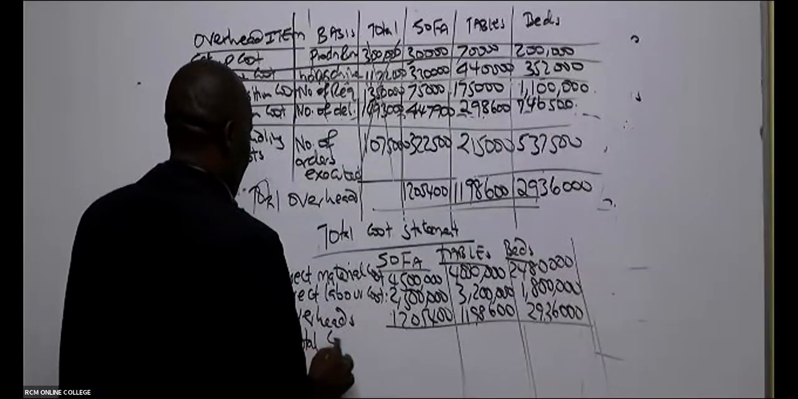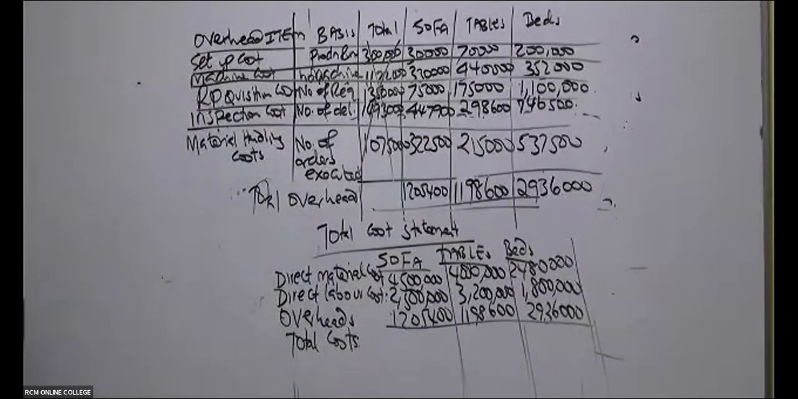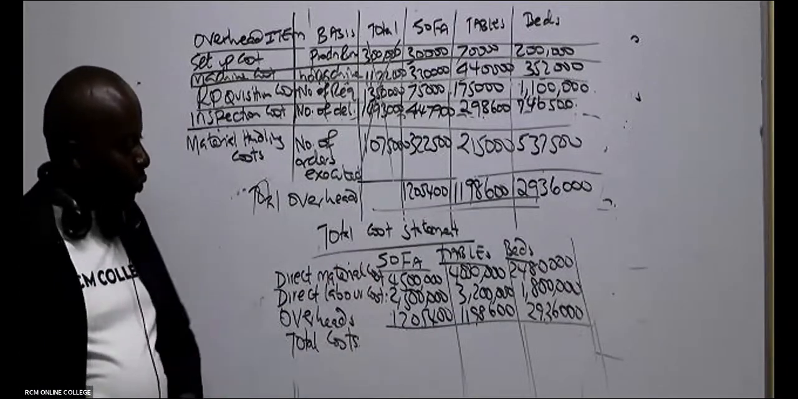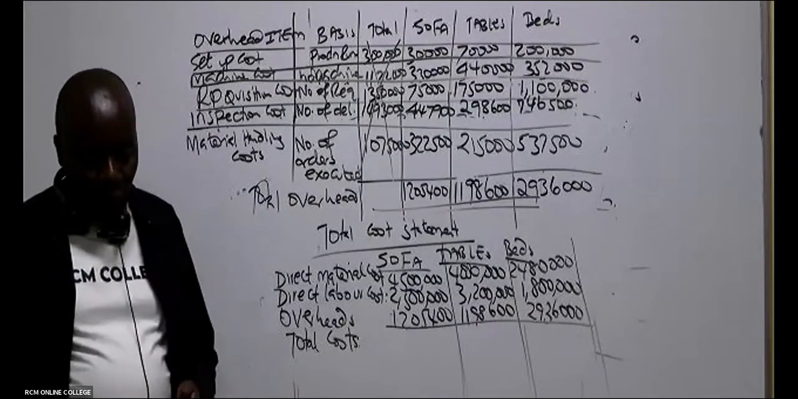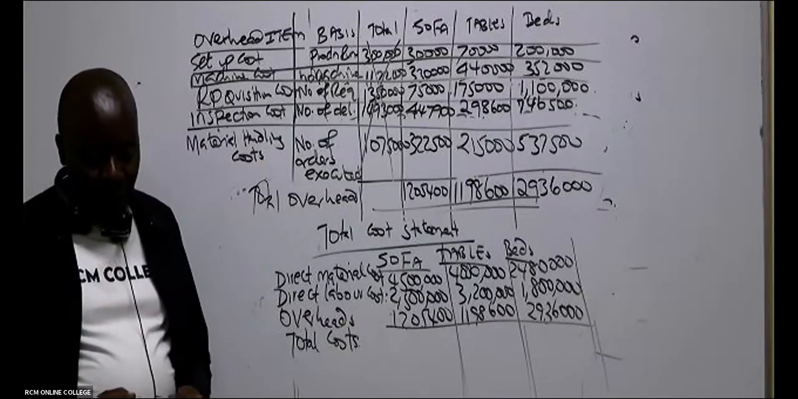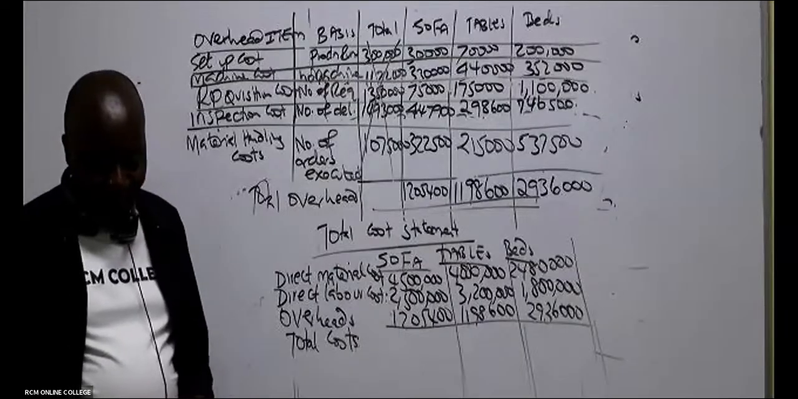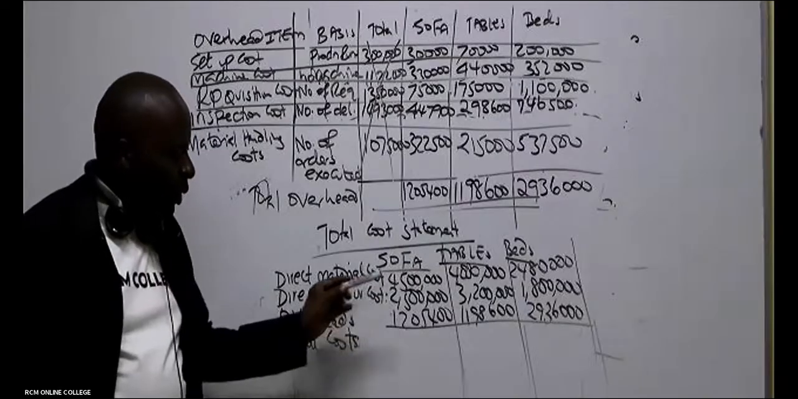Total costs. So what do we have for total cost? You add, in this case, for sofa. I'm waiting to hear from you. Felicitas is saying 1.8 million, but the first one is 4.5 million.